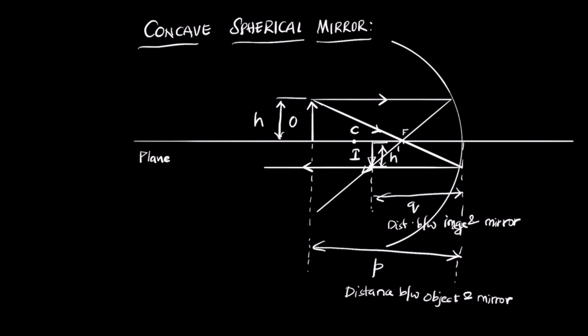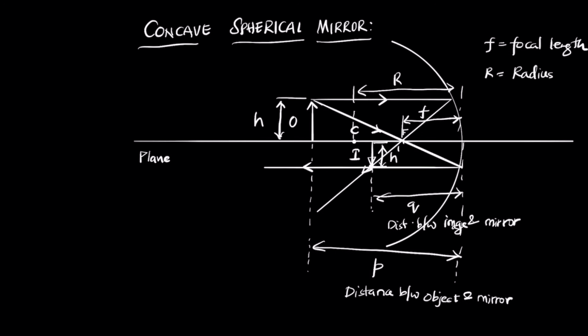Now this distance is called F, where F represents the focal length, and this distance until C is called R. R is the radius of curvature. So the idea to remember is that F is R by 2. The focal length is half of the radius of curvature.